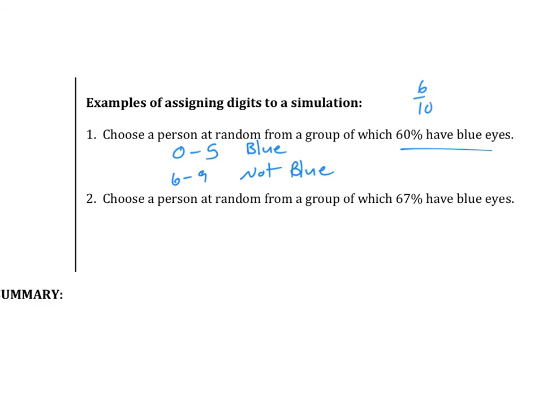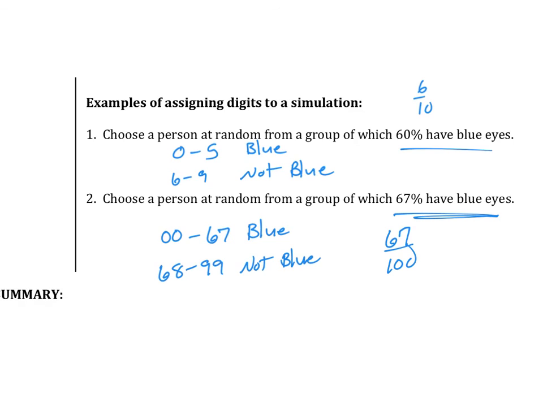And in number 2, it says choose a person at random from a group of which 67% have blue eyes. So 67% is 67 out of 100. Your first 67 numbers, 00 through 66, would be blue, and then 67 through 99 would be not blue. Sometimes these numbers aren't out of 10, like 60% was. 67 cannot be out of 10, so you make it out of 100, so it goes from 00 to 99. That's just choosing the numbers that will represent blue and not blue.